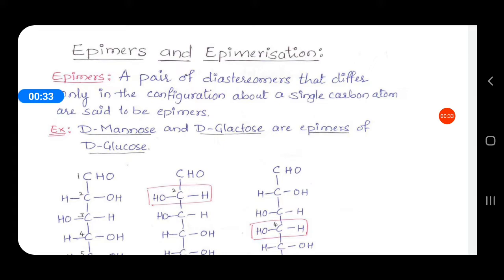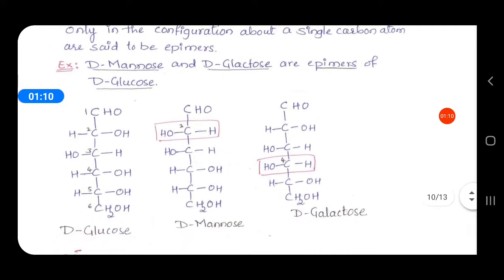So what are epimers? A pair of diastereomers that differ only in the configuration about a single carbon atom are said to be epimers. So when in a compound more than one asymmetric carbon is present and the isomers differ in the configuration of only one single asymmetric carbon, then those isomers are called epimers. For example, D-mannose and D-galactose are epimers of D-glucose.